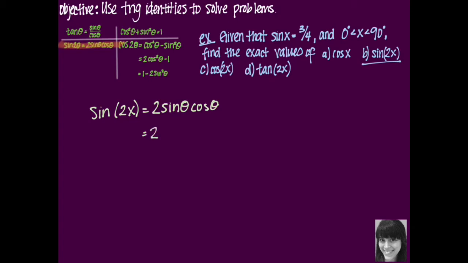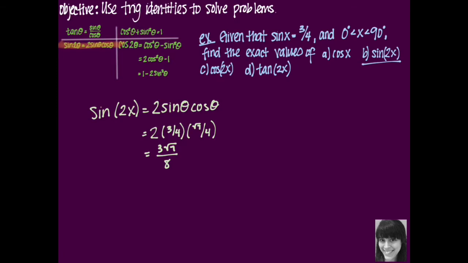So I have 2, and then sine is 3/4. Cosine is square root of 7 over 4. And so when you evaluate this, you should get 3 square root of 7 over 8. Pretty simple. You just have to know which trig identity to use. So we have sine of 2x.